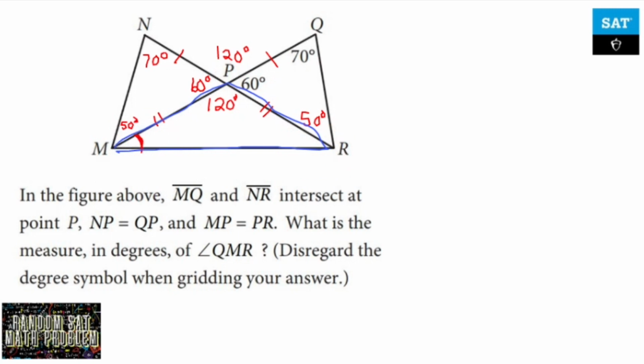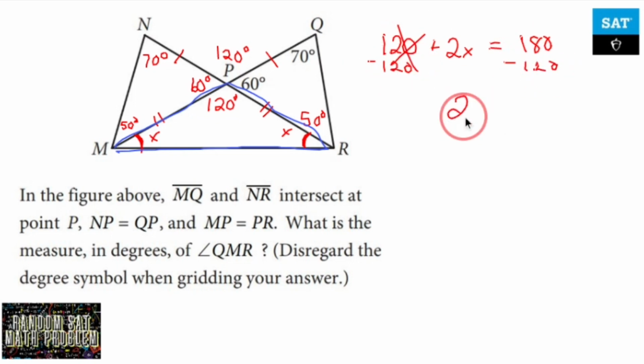In an isosceles triangle, these two angles, the base angles, are exactly the same. So if an entire triangle adds up to 180, we have 120 plus, we'll call it x, 2x is going to equal 180. Subtract both sides by 120, 2x is going to equal 60, divide by 2, x is going to equal 30.